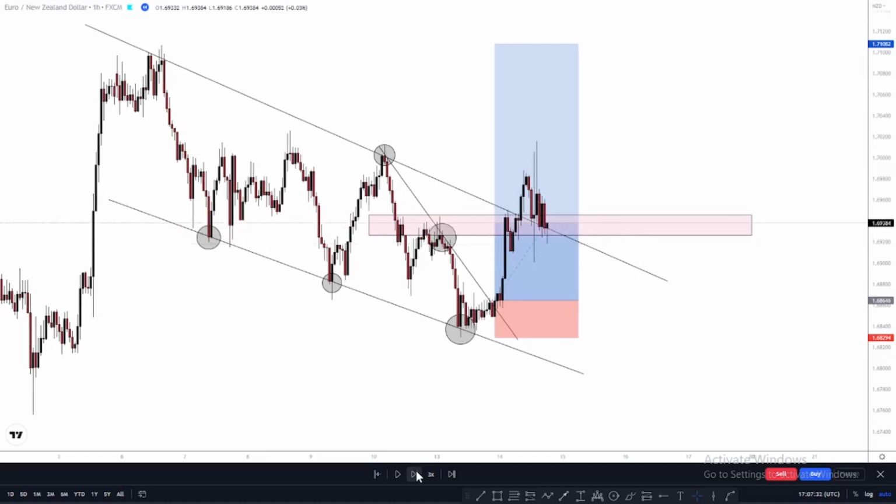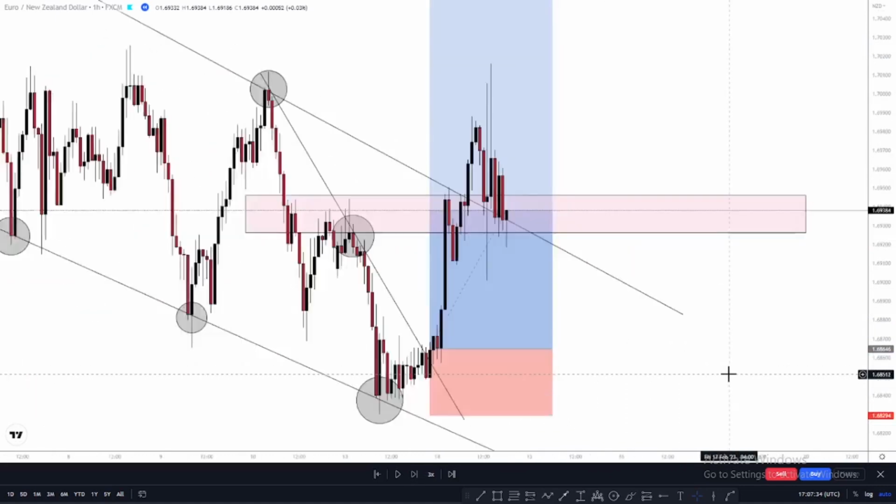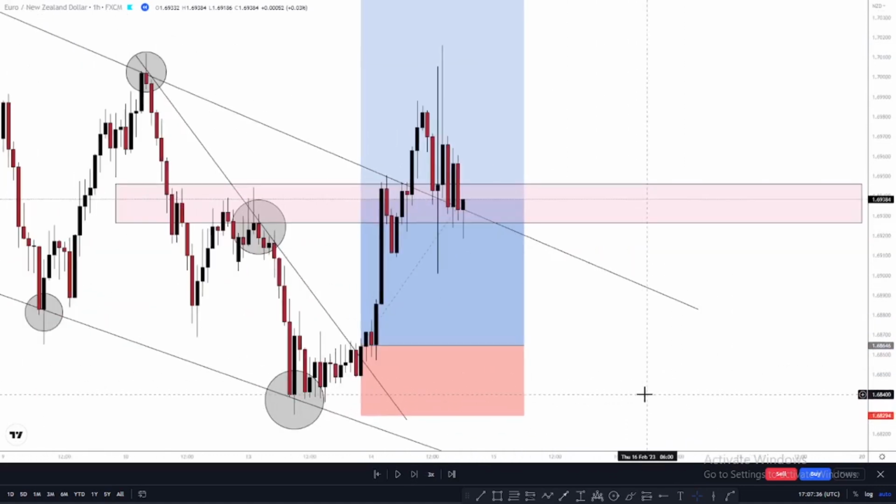Good. Right here. This is where we get our candlestick confirmation. Look at this bullish candlestick. Do we see any wicks on top of this bullish candlestick? No. Because you don't see any wicks on top of this candlestick, price is telling us that at this point, the bulls are in control. The bulls are about to take the market to the upside.